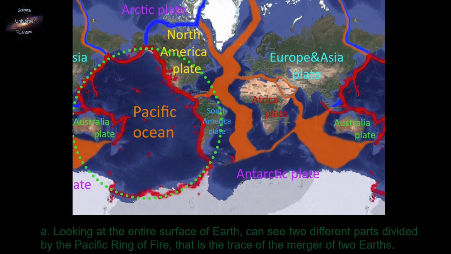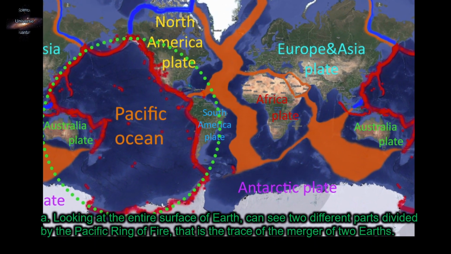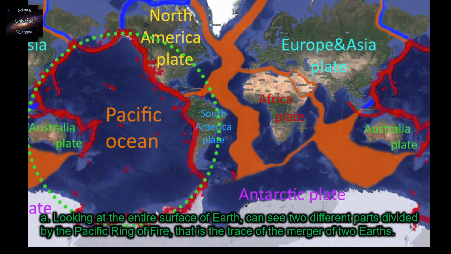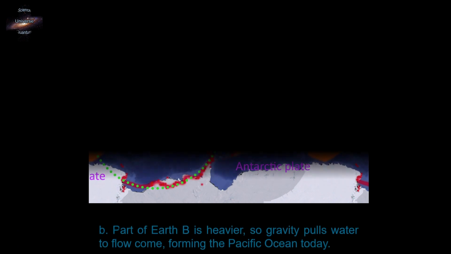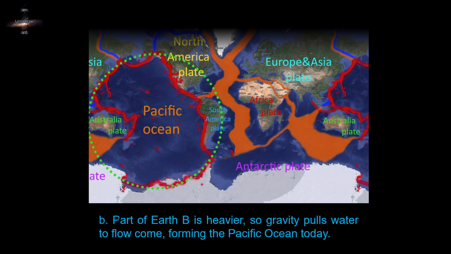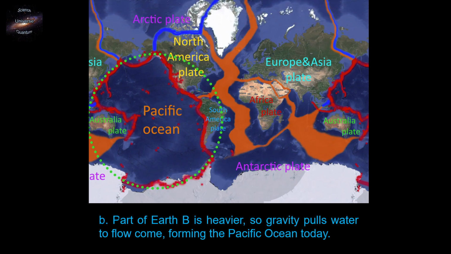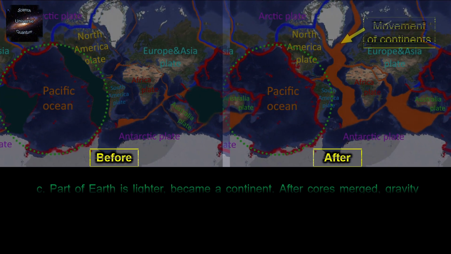A. Looking at the entire surface of Earth, we can see 2 different parts divided by the Pacific Ring of Fire. That is the trace of the merger of 2 Earths. B. Part of Earth B is heavier, so gravity pulls water to flow, forming the Pacific Ocean today. C. Part of Earth is lighter, and became a continent.